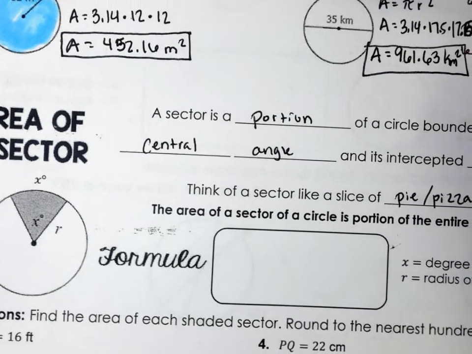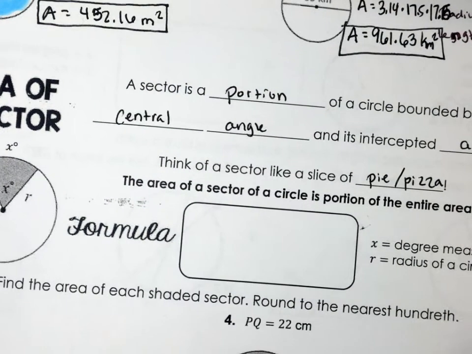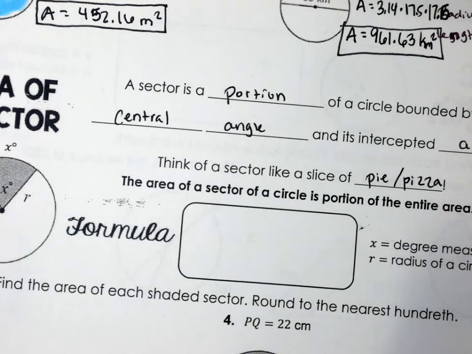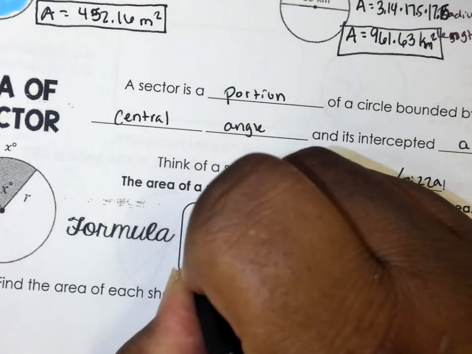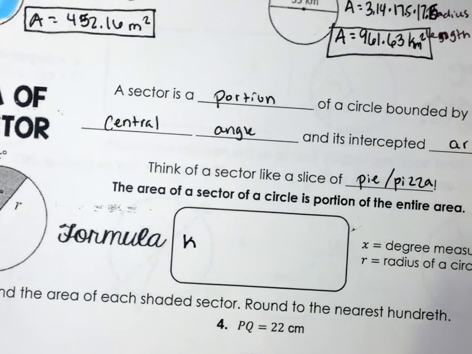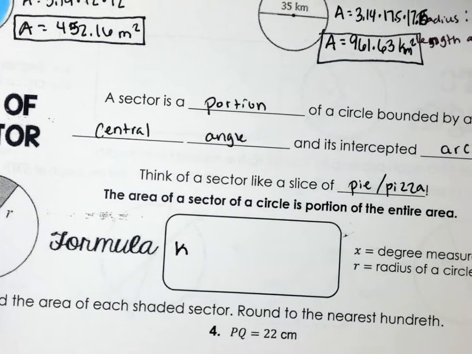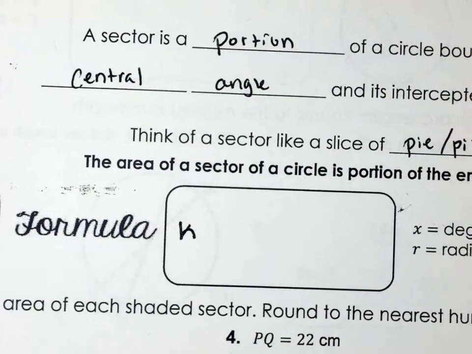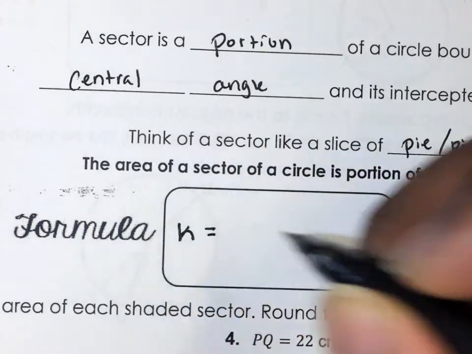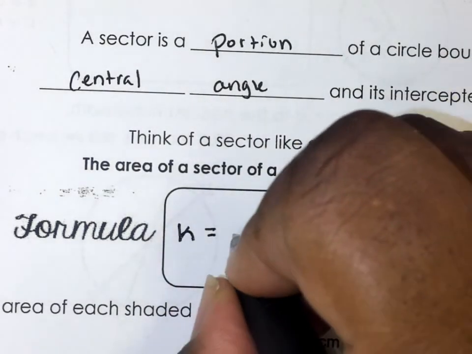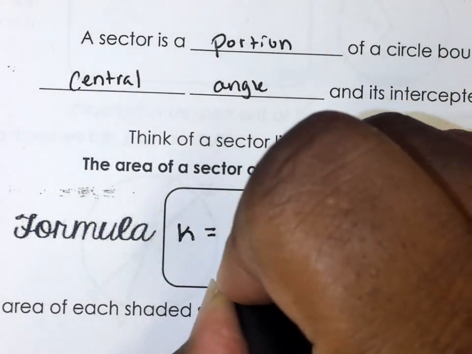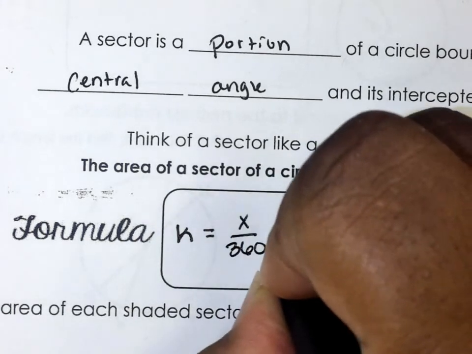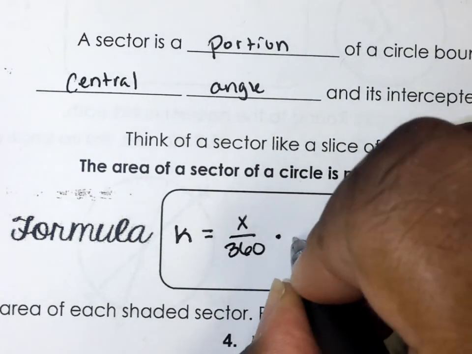Alright. The formula. And we use the variable K in our formula. Now I know we used K before this. We use K for scale factor too, but we also use it for area of a sector. K equals X over 360 times the area of your circle, which is pi r squared.